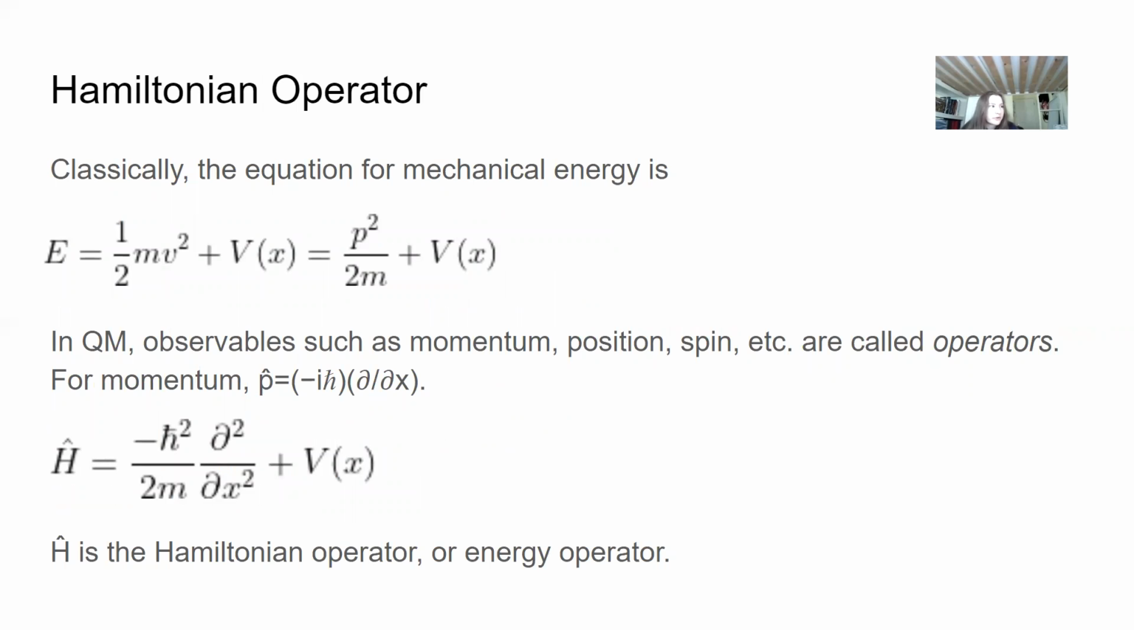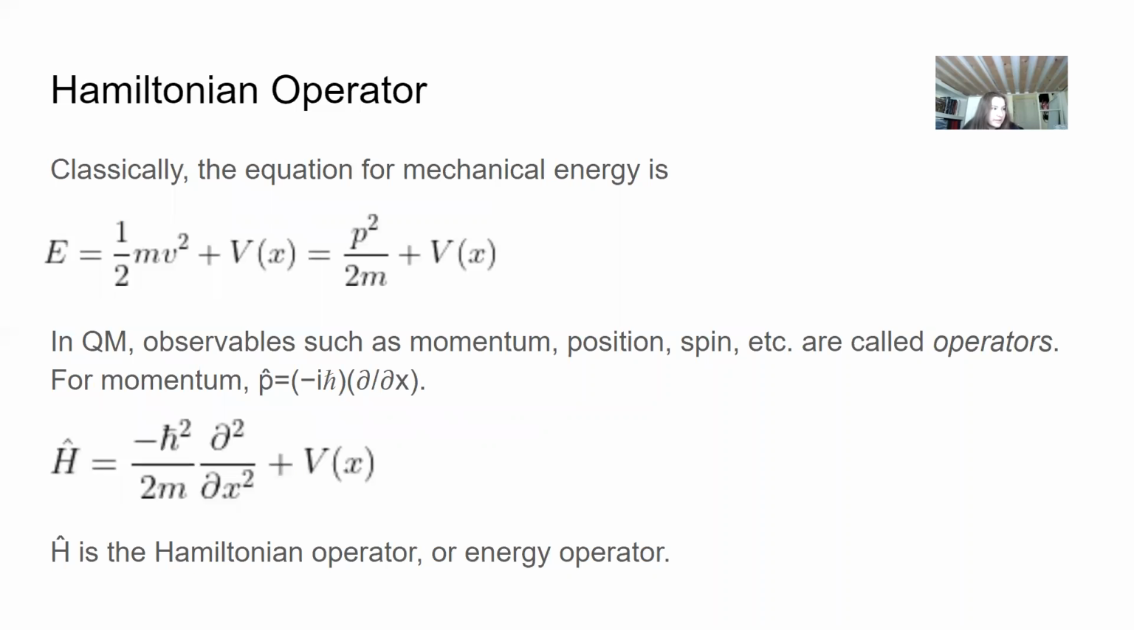Another thing we need before the Schrodinger equation is the Hamiltonian operator. Classically, the equation for mechanical energy is E equals 1/2 mv squared plus V of x, where V of x is potential energy. Written in terms of momentum, we have p squared over 2m plus V of x. But in quantum mechanics, observables such as momentum, position, spin, etc., are called operators. All operators in quantum mechanics are denoted by a little caret on top called a hat. For momentum, p hat equals negative i h bar del x.